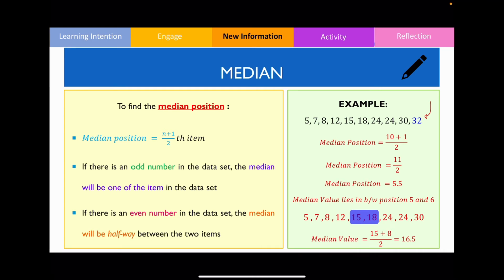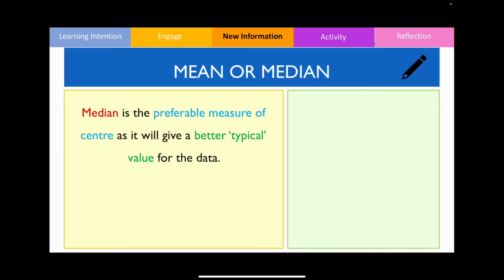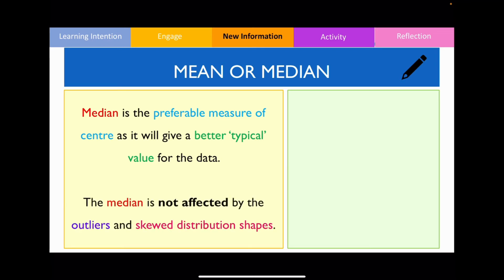Now that we have reviewed how to calculate both the mean and median, let's now discuss which one of the two measures of center is more reliable. So we tend to use the median as a preferable measure of center, as this will give us a better typical value for most datasets. This is because, unlike the mean, the median is not affected by having outliers as well as having skewed distributions.